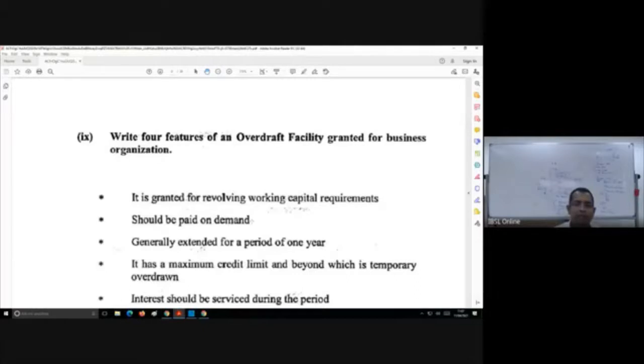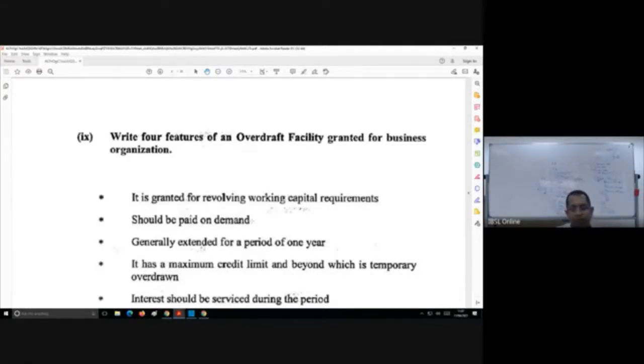Generally extended for a period of 12 months, as all short-term facilities are, which is renewable. It has a maximum credit limit, beyond which is temporary overdraft. POD, permanent overdraft, is a limit marked over and above your credit balance in the current account. So we say we mark a 1 million POD. If it is 1.1, the POD limit is exceeded by 100,000. It is a TO, temporary overdraft.